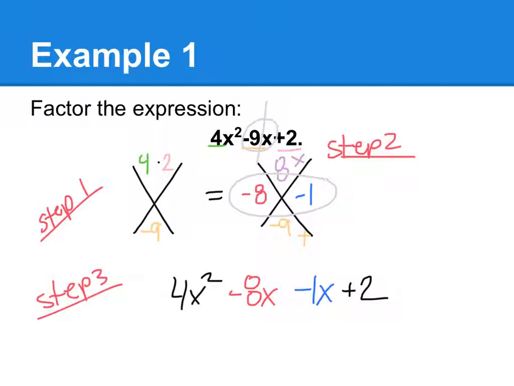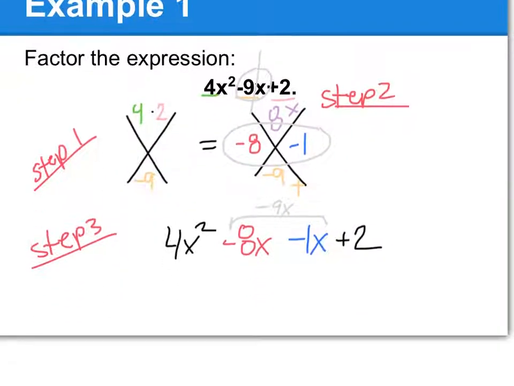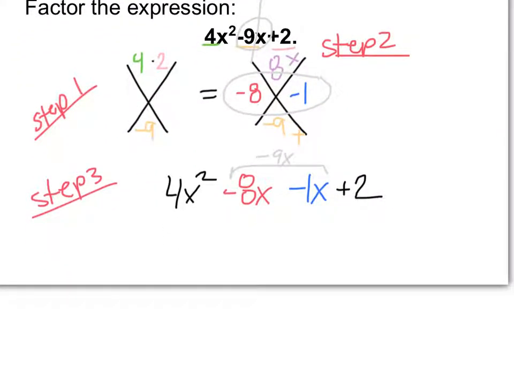You might realize that negative 8x minus 1x is still negative 9x, which is pretty cool. But anyways, this is the main step, splitting the middle. Now here's where the next step comes in. Now that we split the middle, we need to find the greatest common factor for each of the groups. What I mean by each of the groups is that these two are going to be one group, and these two are going to be one group. I'll write this over here.